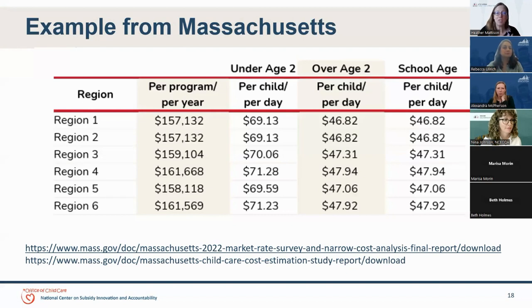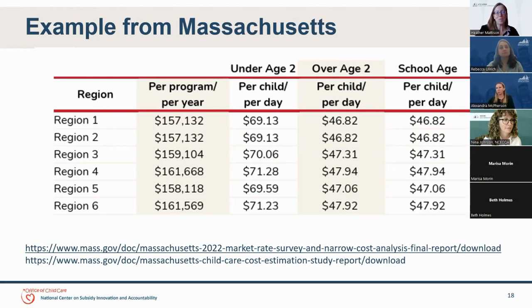And so in Massachusetts, their subsidy rates are by daily rates. And so this is a comparable rate to the way Massachusetts pays. So this is just one visual example of how you can represent all of those differences in a simple table.